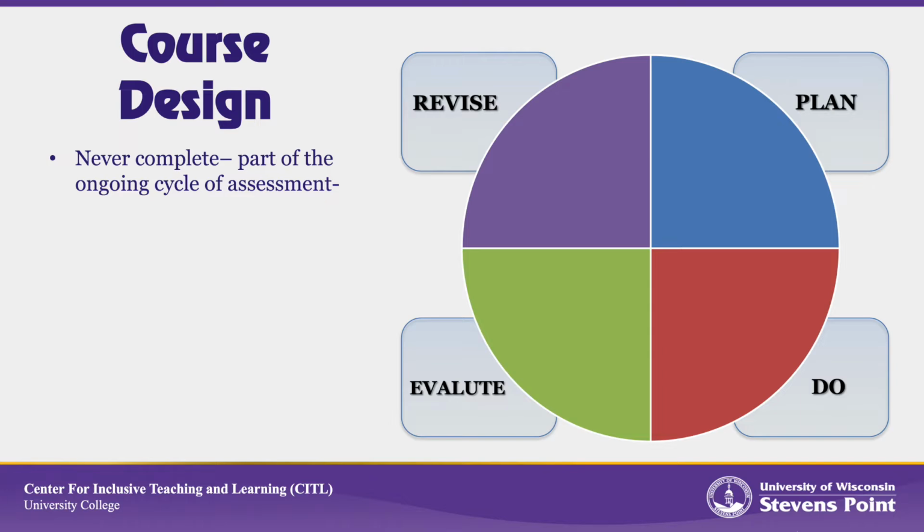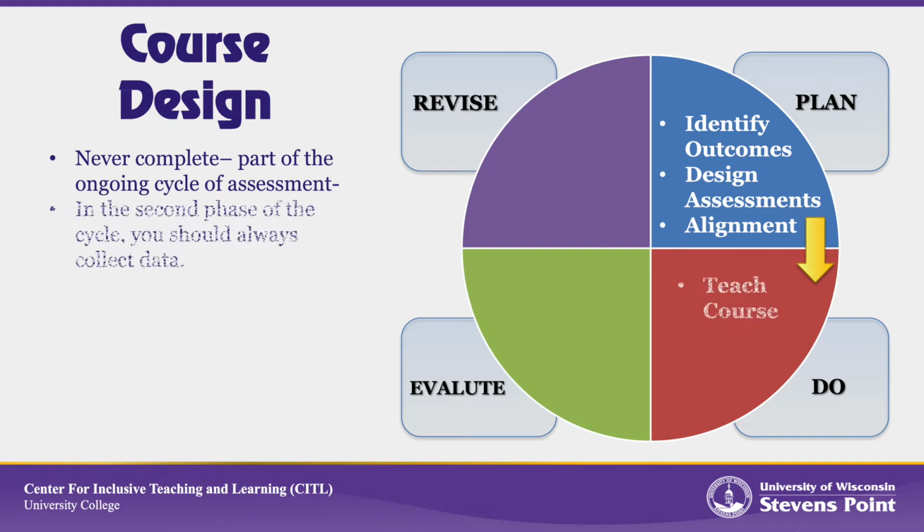Best practice for course design begins with the realization that design is an ongoing process, inseparable from the assessment cycle. In the planning stage of our assessment cycle, we identify the learning outcomes for our course, how we'll assess student achievement of those outcomes, and we make sure that the critical components of the course align to support the achievement of those learning outcomes. After this, we move on to the implementation phase.